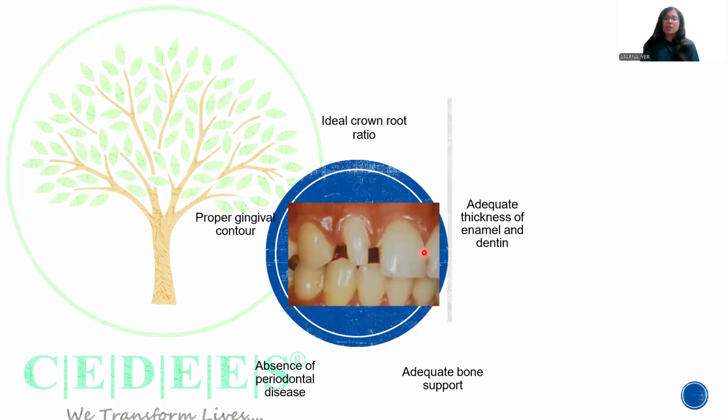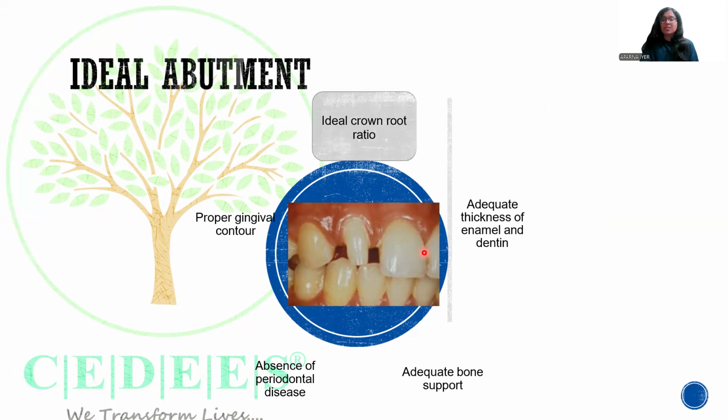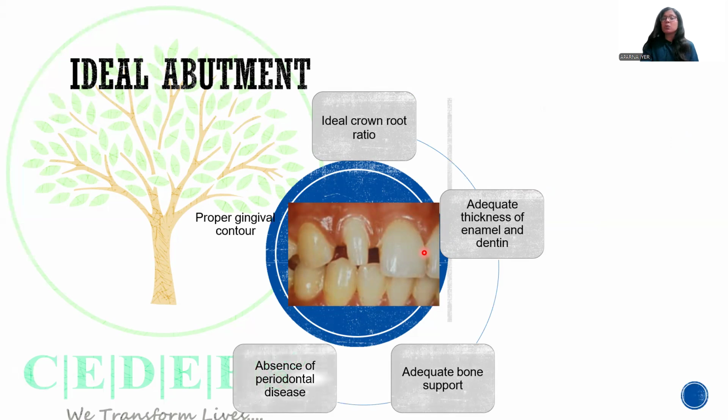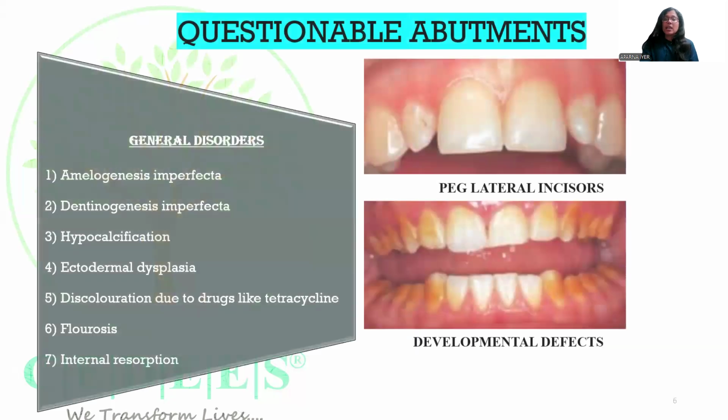An ideal abutment will need a good crown to root ratio. I'll be discussing this in detail in the later slides. It needs a good thickness of enamel and dentin. The tooth structure should be adequate enough to be prepared for an FPD. There should be good bone support, which will hold the abutment teeth. There should not be any vertical or horizontal bone loss, and at least 2 mm of thick keratinized gingiva. So this is an ideal abutment, which is not the clinical scenario we face on a daily basis.